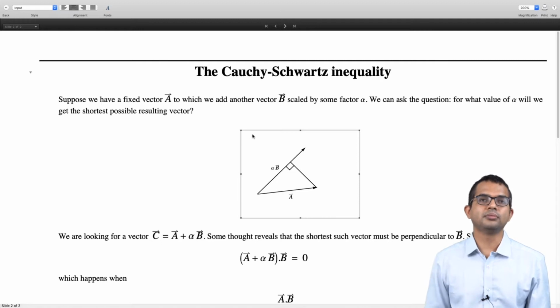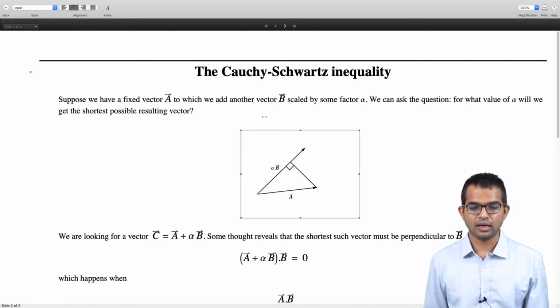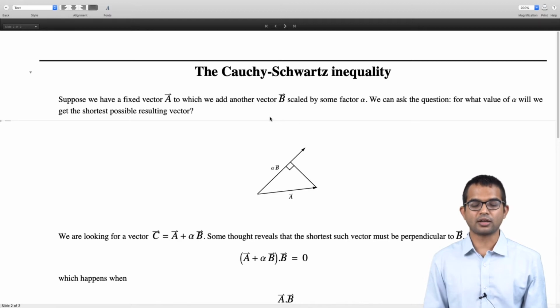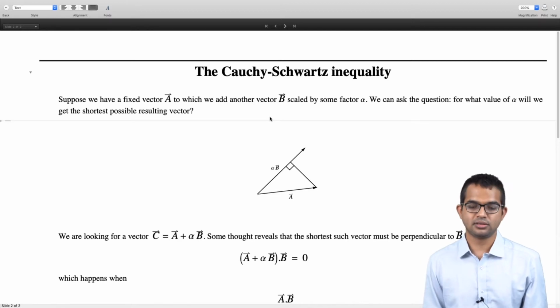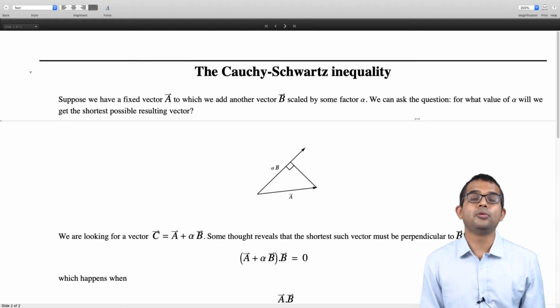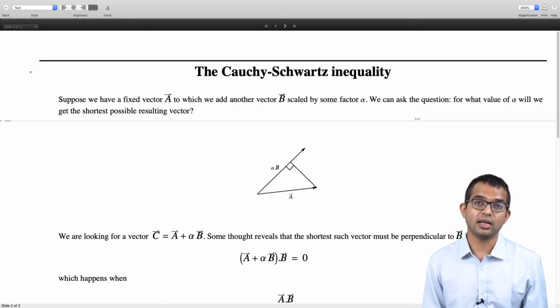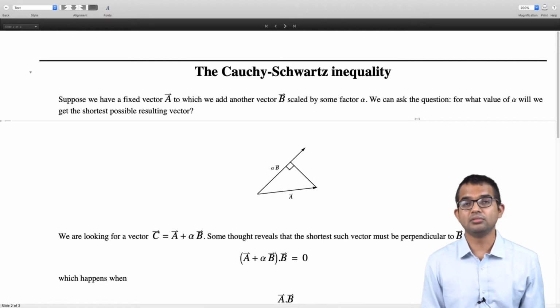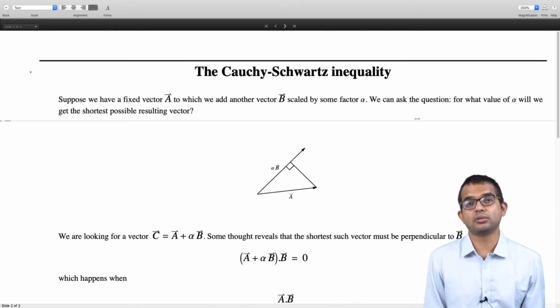Okay, so suppose you have some vector A, right, and you have some other vector B. Now the vector A is fixed, whereas the direction of vector B is fixed, but it can be scaled. Let's say you have the freedom to stretch this vector B as much as you want, right? So you think of some alpha times the vector B. Now one can ask the question, if I were to form a linear combination between this vector A and some scaled vector B, these two are two completely arbitrary vectors.